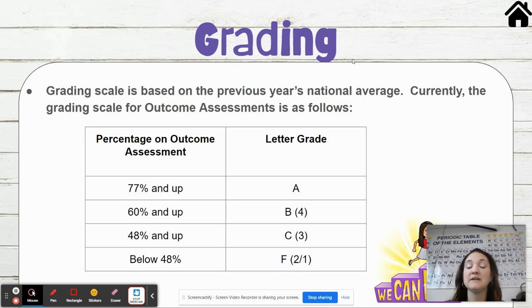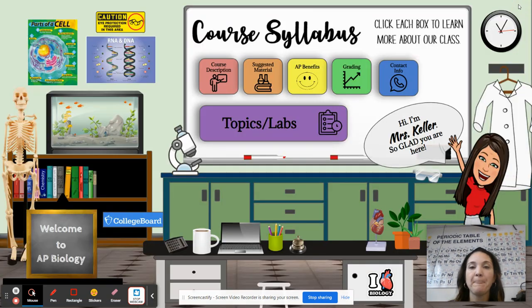So in our class, in an outcome assessment, if you get a 77% or above, that would be an A. And so you can see 60 and up is a B, that would have been a 4. 48% and up is a C, that would have been a 3. And then below that would be a failing grade, and that would be a 2 or a 1. Your component assessments are graded a little bit differently. They're not the same percentages, and this is an option 2 course, so your formatives do count in your final grade. So this just kind of gives you an idea of how you are assessed.